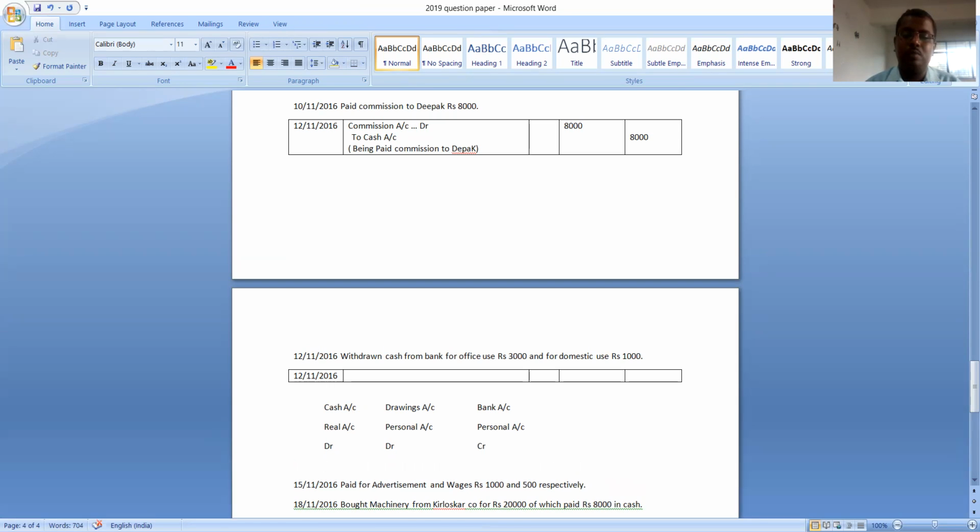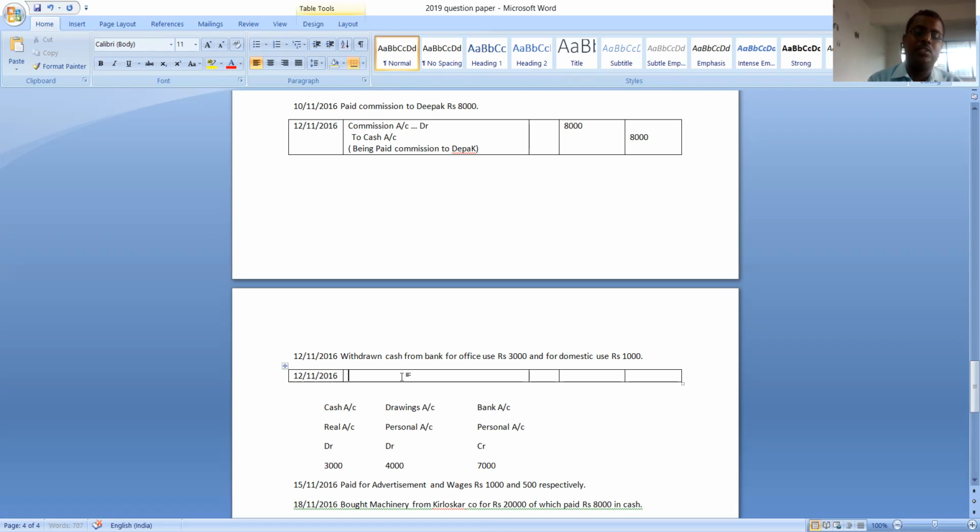Understood? Now how to write the amount? See here, cash account debit. How much cash comes into the business? 3,000. Yes, 3,000 is taken for business use, that is office use. 4,000 is a drawings account because it is taken for personal use or for domestic use. So totally how much is taken? 7,000 rupees is taken. Understood?